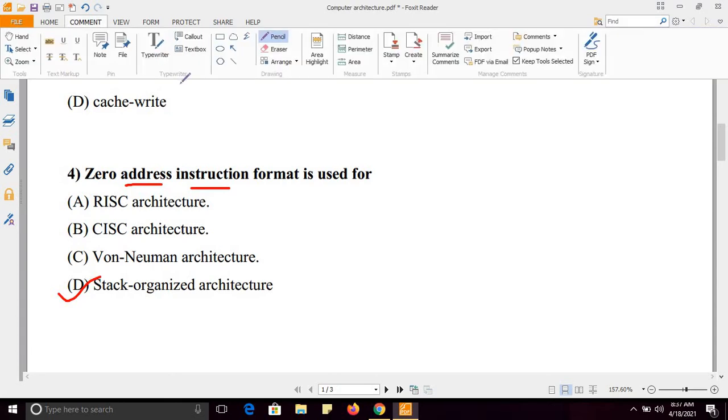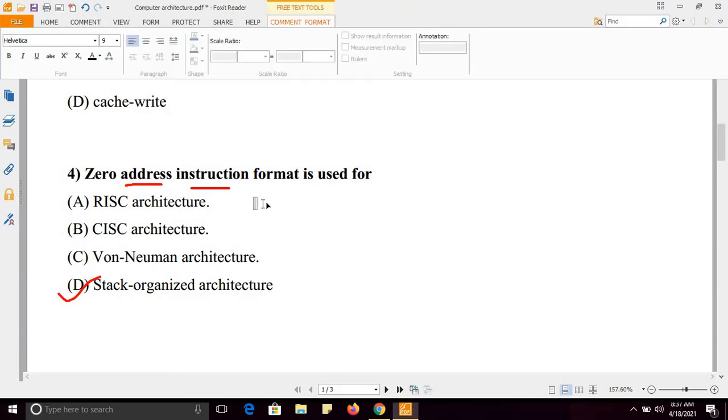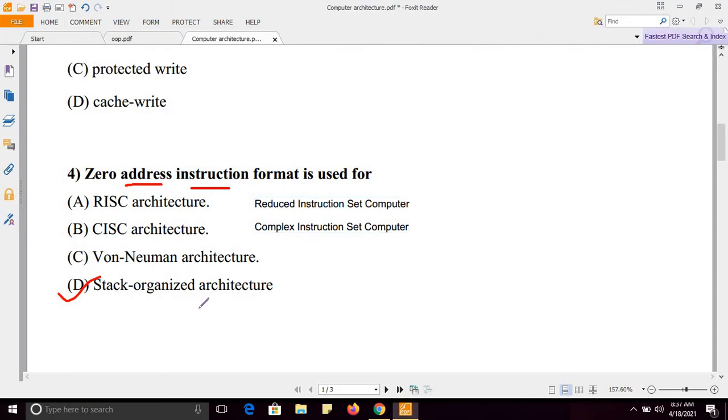And what is RISC? The full form of RISC is reduced instruction set computer, and CISC is complex instruction set computer. And we use zero address instruction format for stack organized architecture.